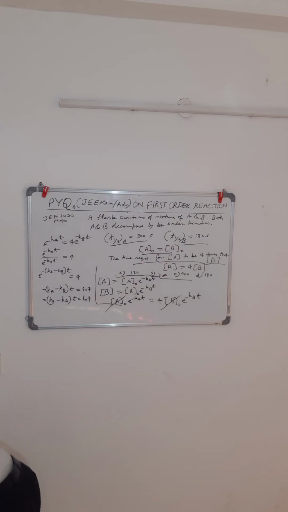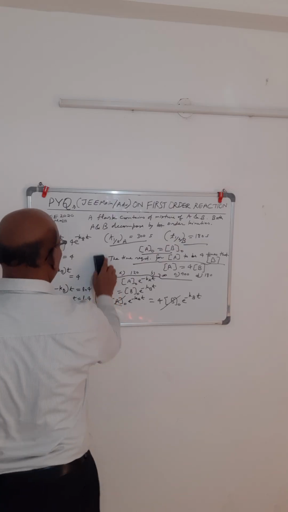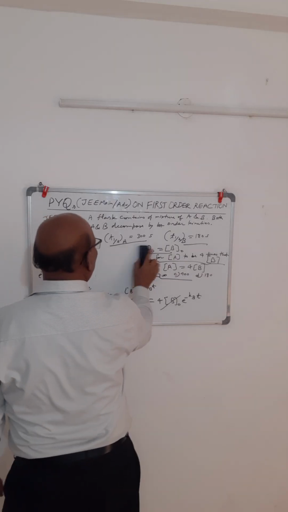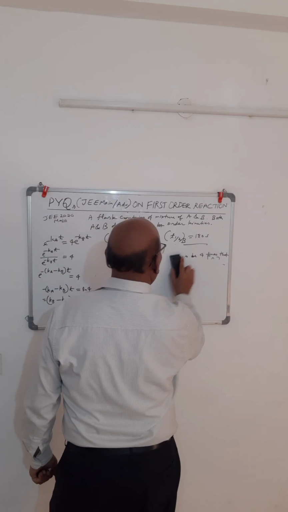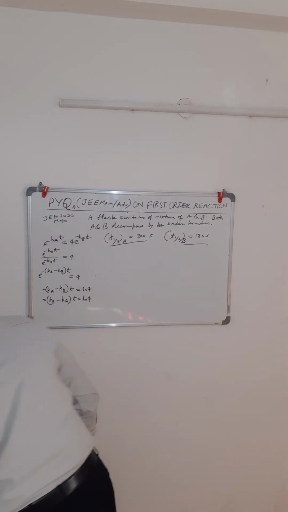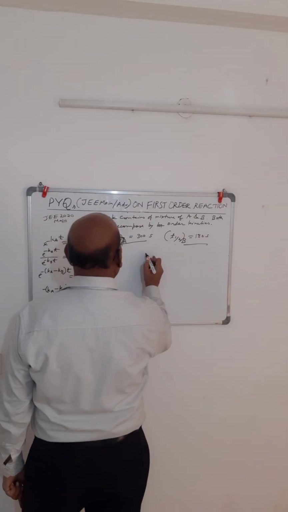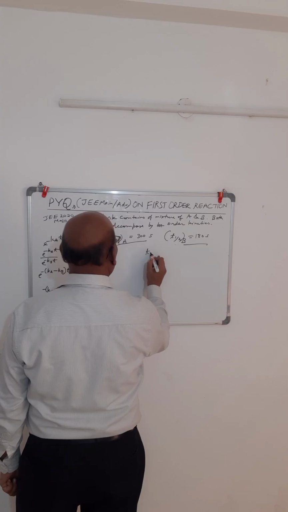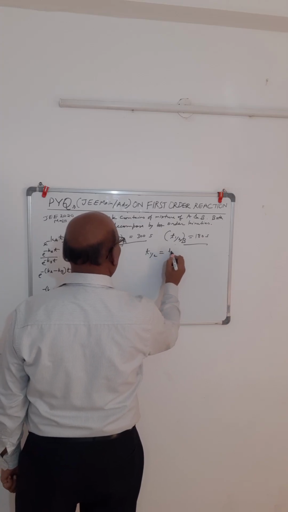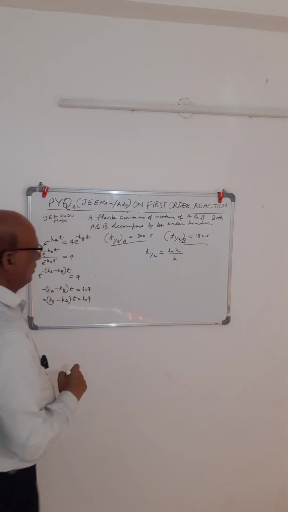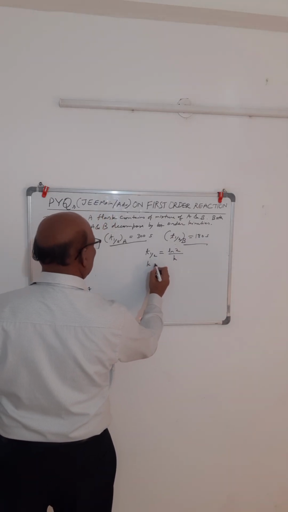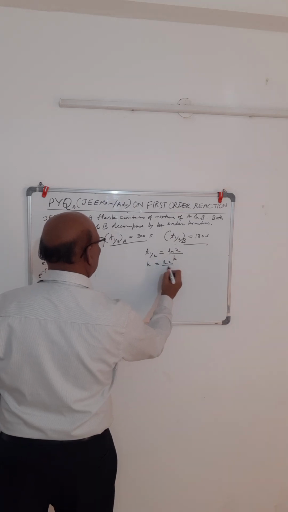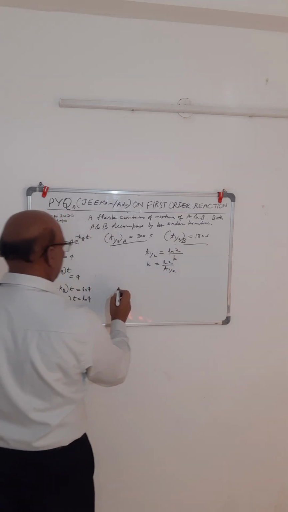Now what will we do? We will use T half. We will make use of half-life. We know that half-life is nothing but ln 2 by k. So we can say that k equals ln 2 upon T half.